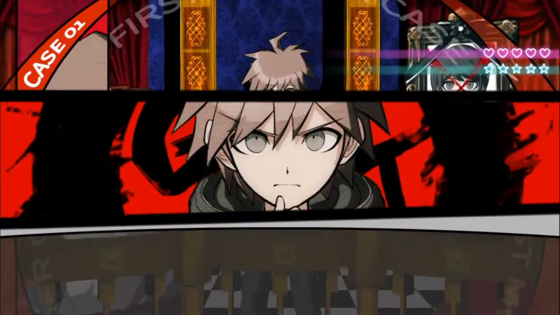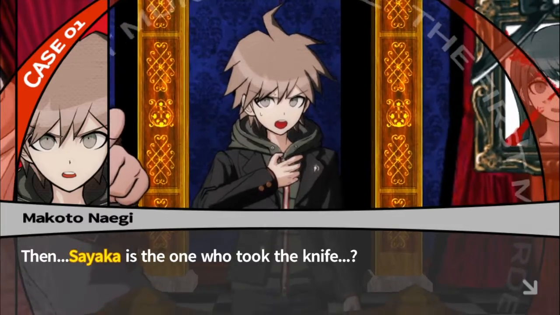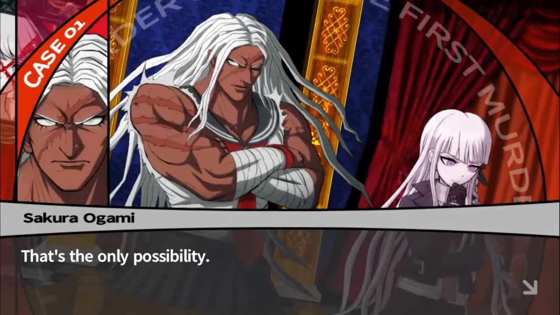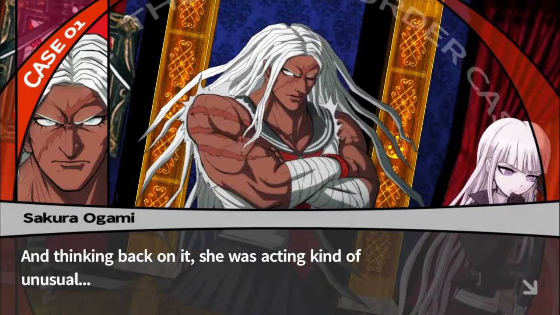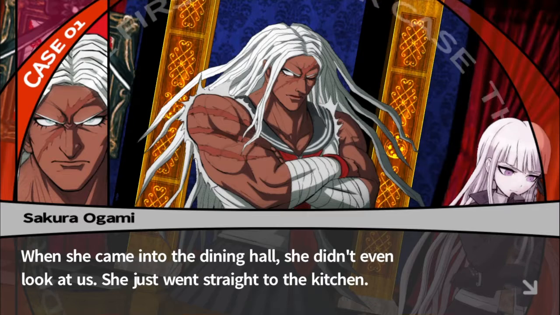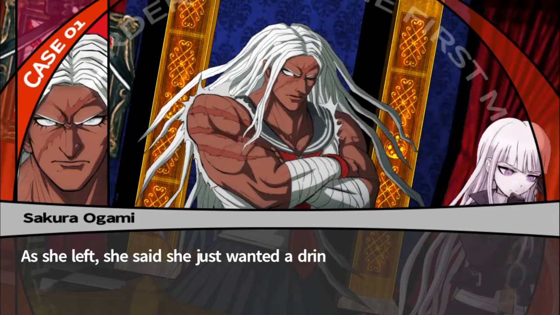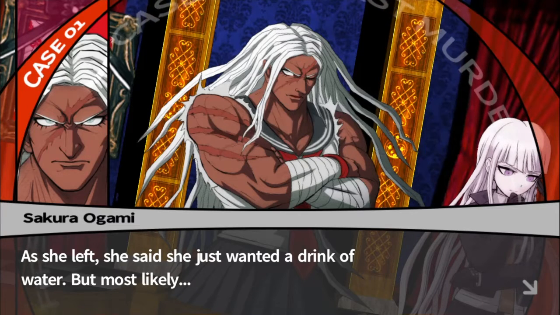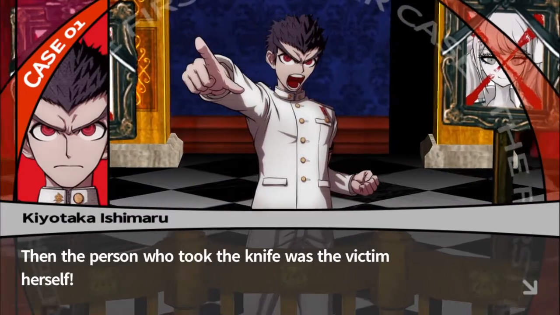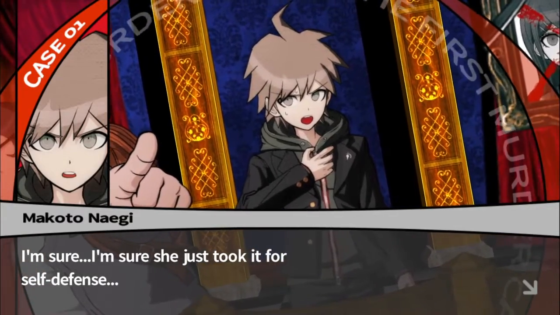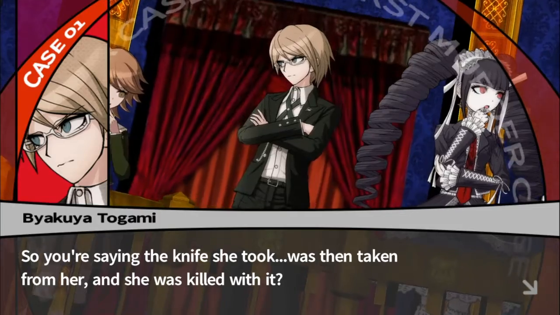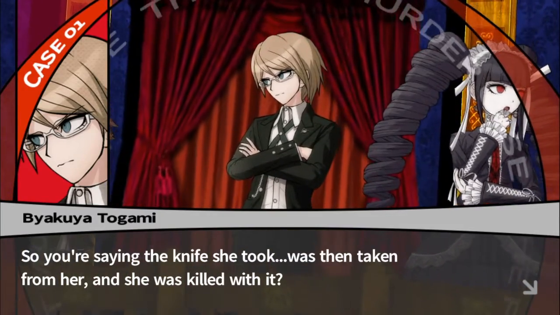I got it! Then, Sayaka is the one who took the knife? That's the only possibility. And thinking back on it, she was acting kind of unusual. When she came into the dining hall, she didn't even look at us. She just went straight to the kitchen. As she left, she said she just wanted a drink of water. But most likely... The person who took the knife was the victim herself! I'm sure she just took it for self-defense. So you're saying the knife she took was then taken from her, and she was killed with it?